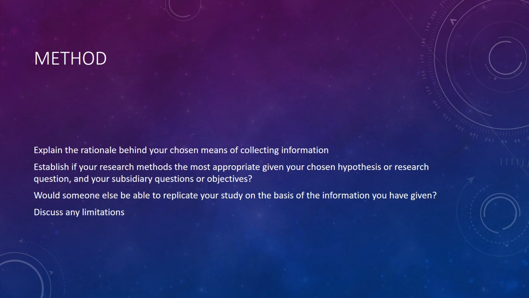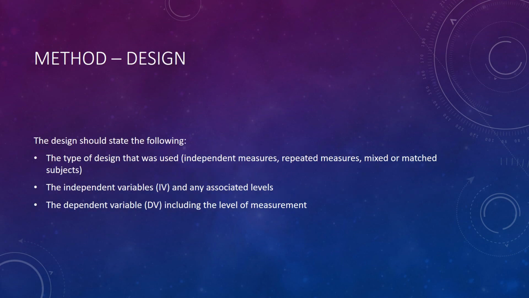So overall the method is split into the following principal sections, and these include the participants, the design, the materials, and the procedure, as well as ethical requirements. So the method design. The design should state the following: the type of design that was used. Was it an independent design? Was it a paired design? Mixed or matched subjects? Was it differences?